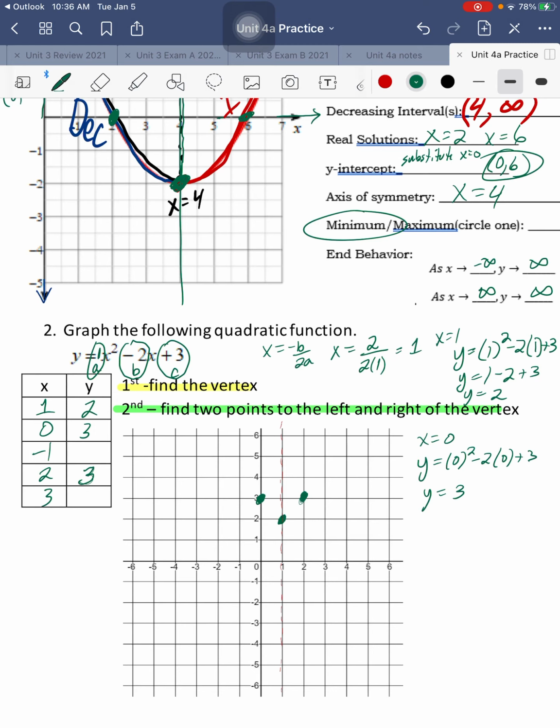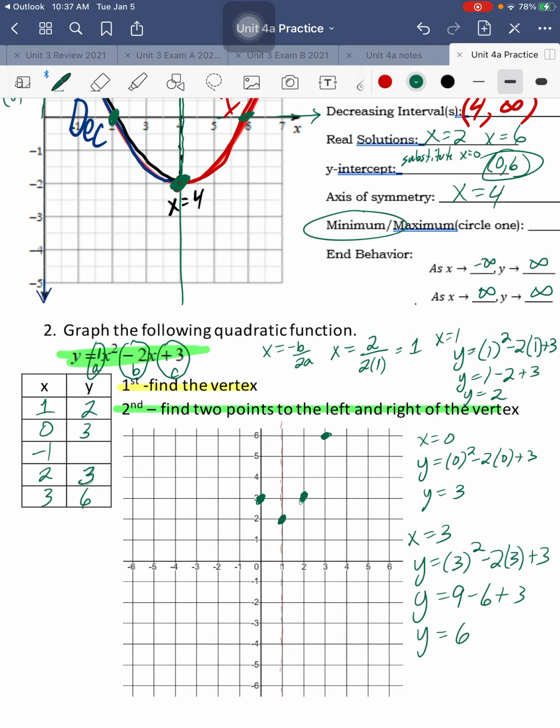Now you can either substitute in -1 or 3. You choose which one you want. Let's go with 3. I like positive numbers. They're a little bit easier to work with. Fewer mistakes. So 3 squared minus 2 times 3 plus 3. Again, I'm using this equation up here to substitute in, that function. So 3 squared is 9, minus 2 times 3 is 6, plus 3. 9 minus 6 is 3, plus 3 is 6. So y is 6. So when x equals 3, the y value is 6. And so we have 3, 6.